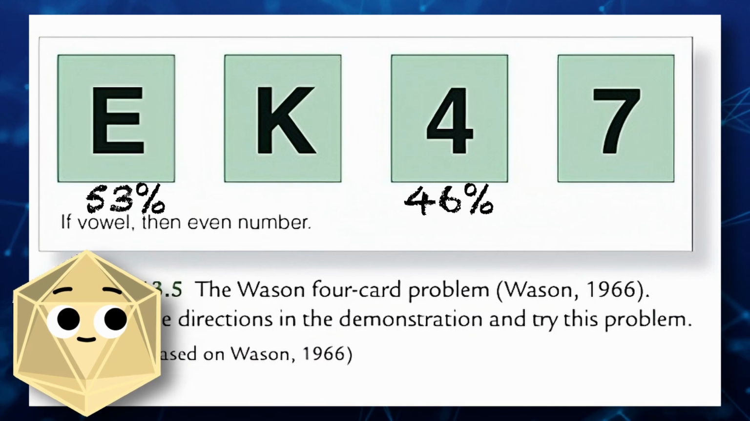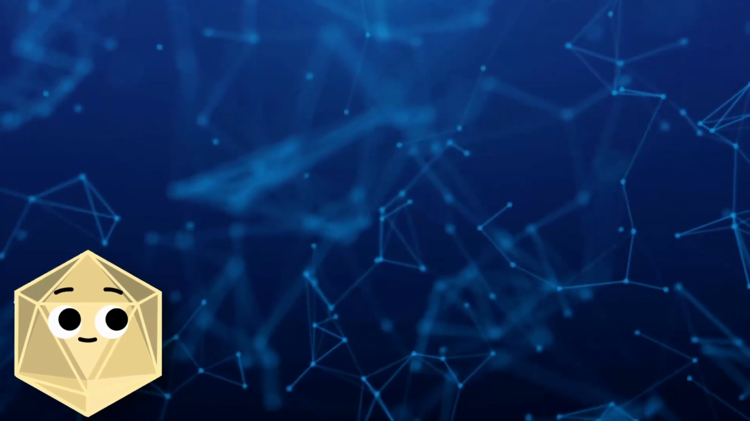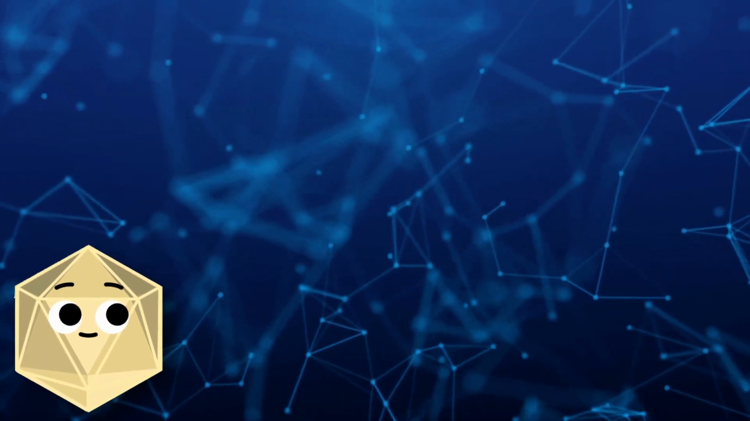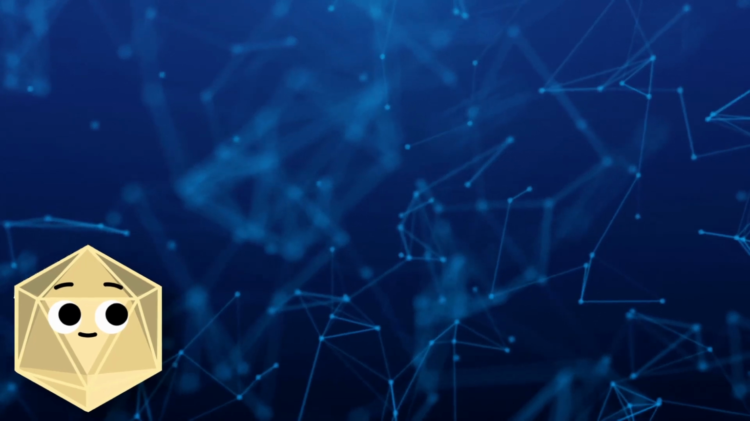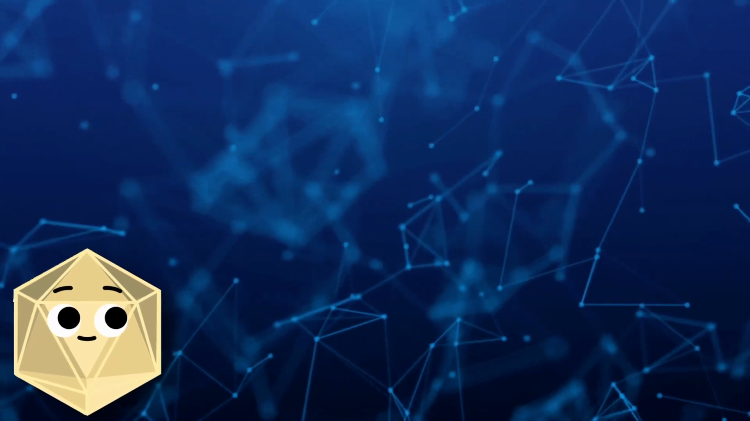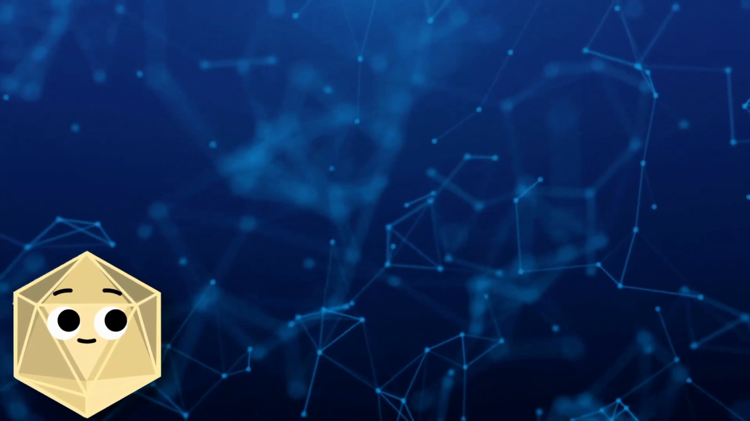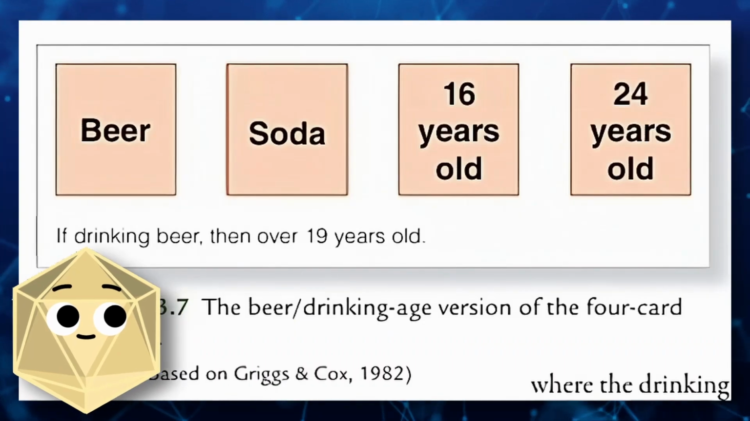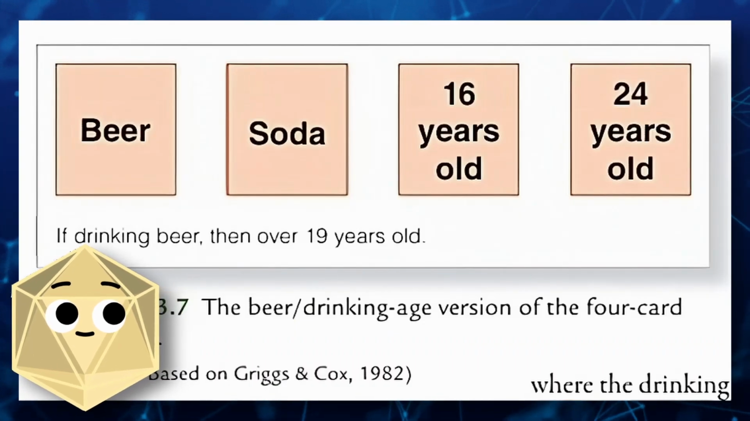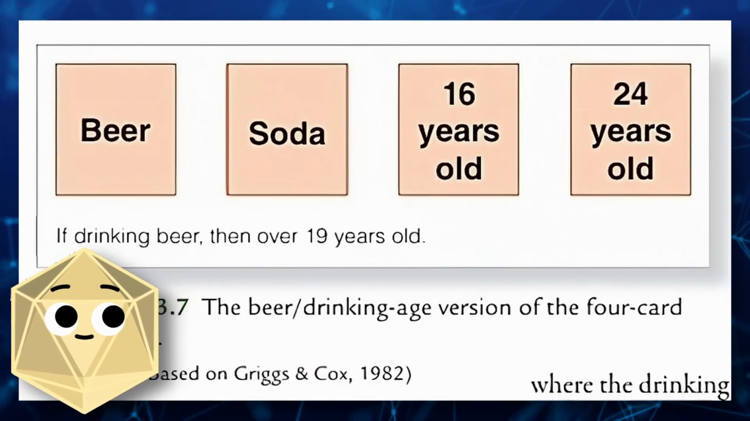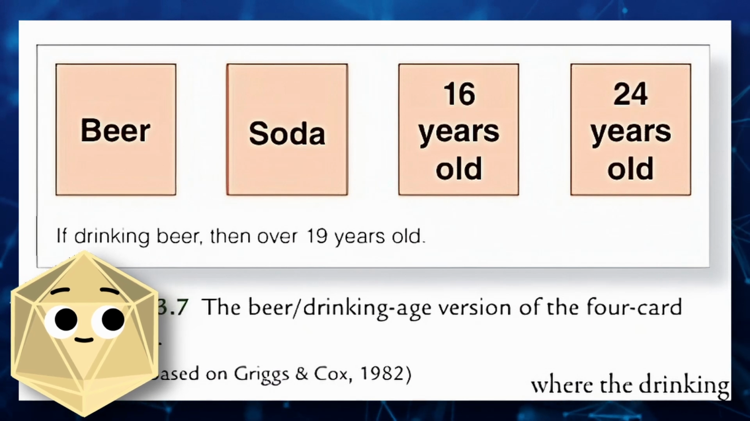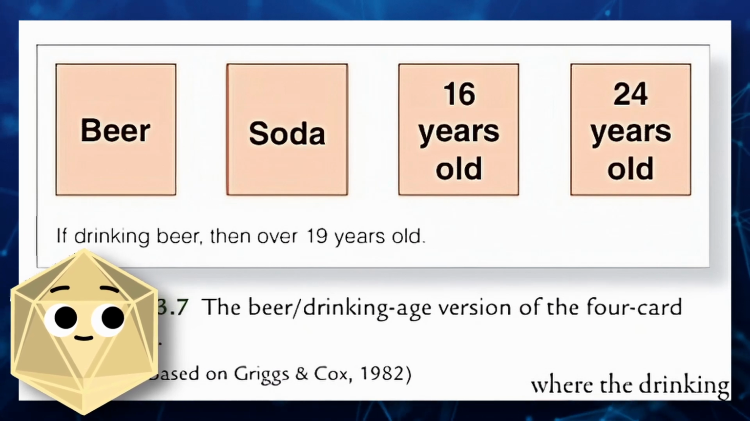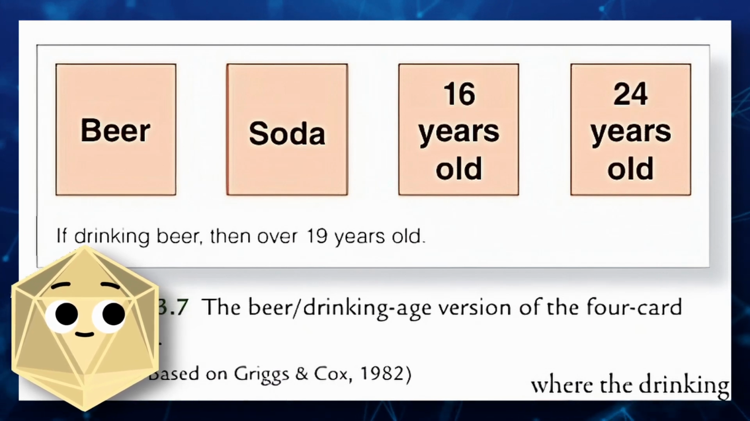So if you didn't choose the right cards, don't feel bad. Most people didn't either. Testing abstract rules like this is definitely more difficult when not applied to real-world scenarios. A real-world example is if you're shown these cards: beer, soda, 16 years old, and 24 years old. You're told that each card has an age on one side and the name of a drink on the other. Which cards would you flip to test the rule? If someone is drinking beer, then they're over 21. I'll give you a second to think about it.